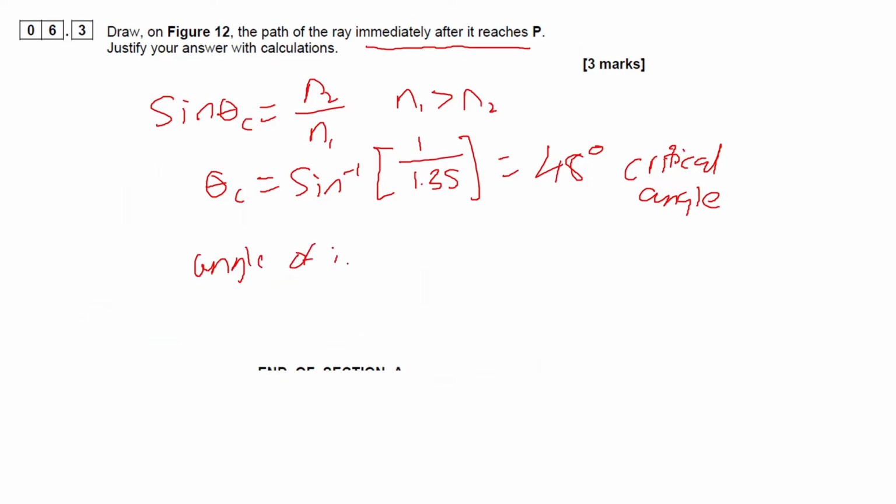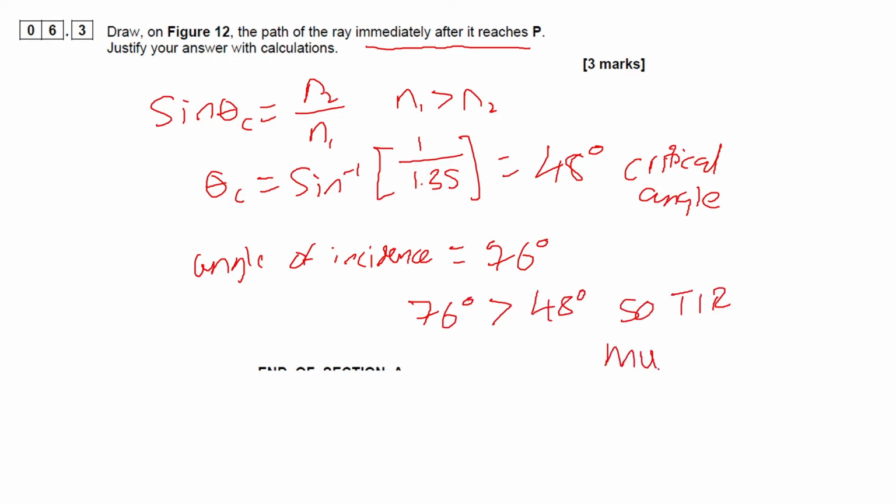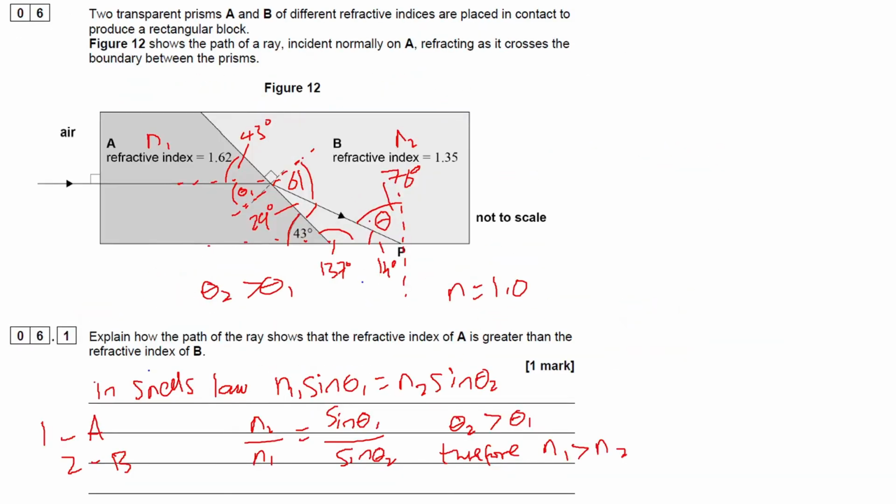So angle of incidence equals 76 degrees. 76 degrees is greater than 48 degrees, so TIR must occur, total internal reflection. So then finally I go back to my diagram, because it does say to draw on figure 12 to get this mark. You just have to be careful, the examiner will just look by eye that you've done a correct angle of reflection here, where this has to also be 76 degrees.